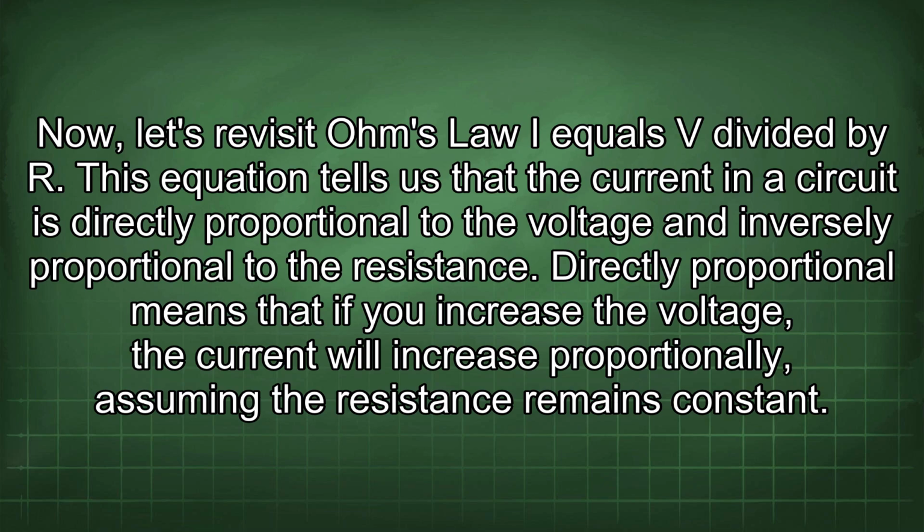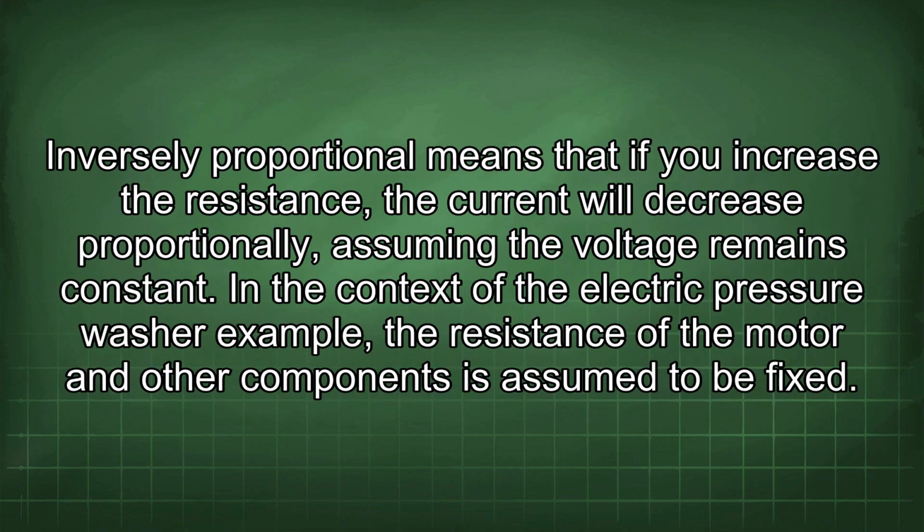This equation tells us that the current in a circuit is directly proportional to the voltage and inversely proportional to the resistance. Directly proportional means that if you increase the voltage, the current will increase proportionally, assuming the resistance remains constant. Inversely proportional means that if you increase the resistance, the current will decrease proportionally, assuming the voltage remains constant.